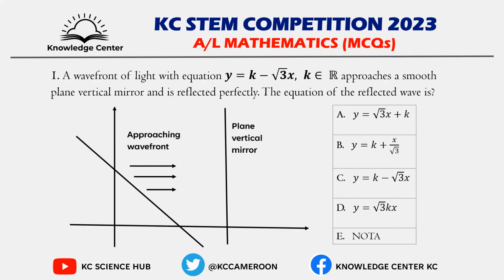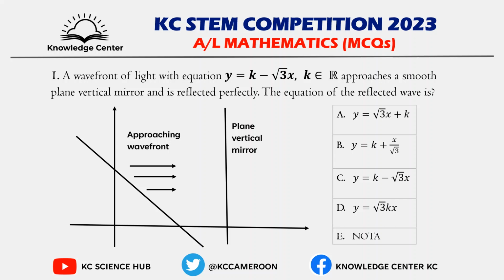First, we look at question 1 to 3, which were based on this diagram where we have a wavefront of light approaching a plane vertical mirror and it is reflected perfectly. So question 1, determine the equation of the reflected wave. And then for question 2, the candidate was supposed to find out what angle this incident wave makes with the normal from the mirror.